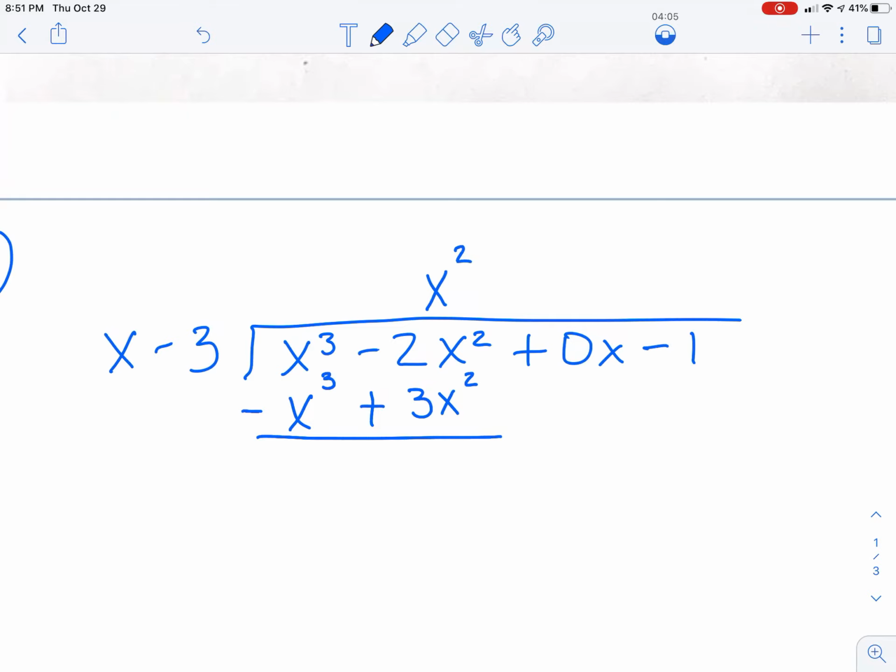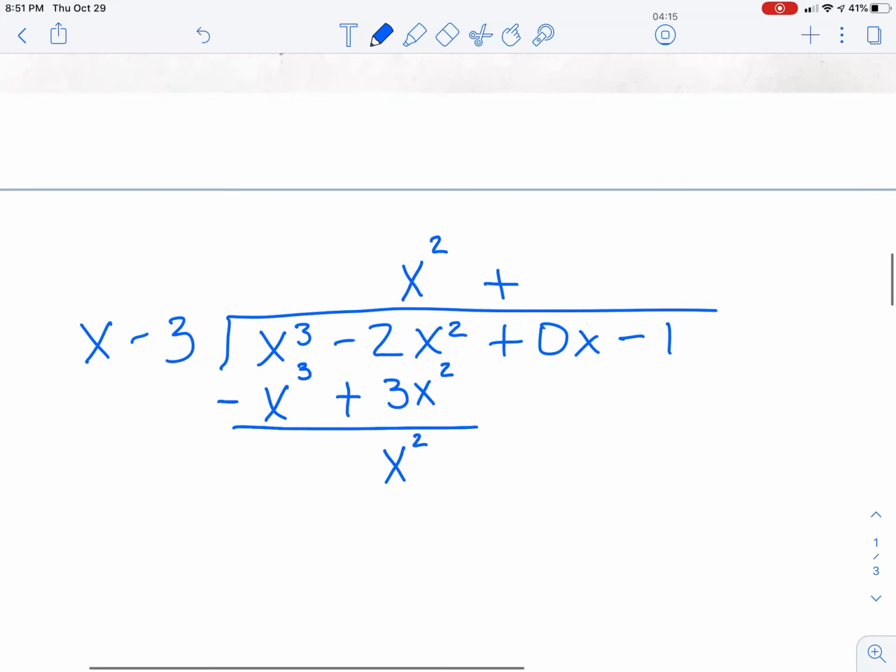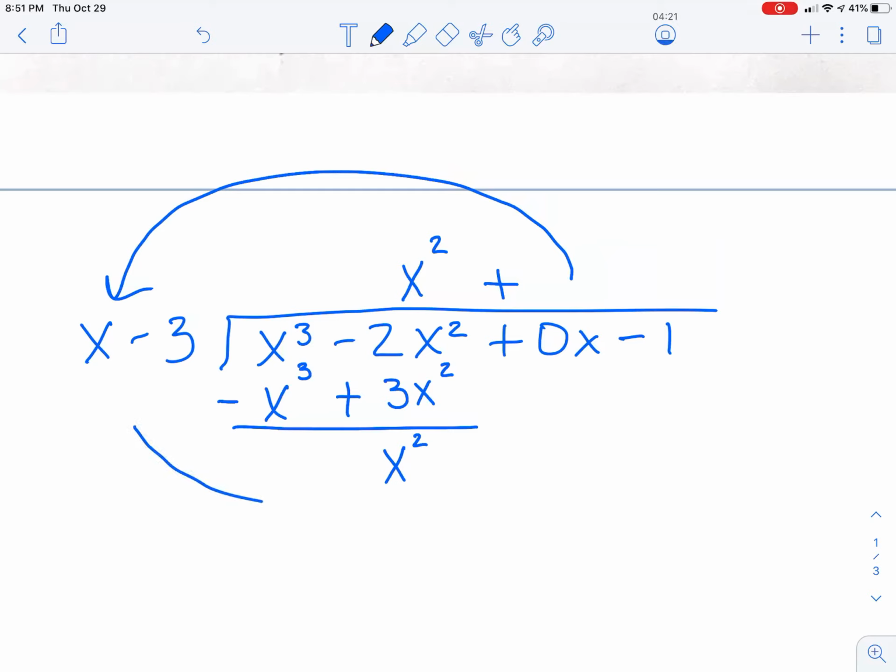But I do need to write down here, negative 2x squared plus 3x squared will leave me with an x squared. Okay, now I go back up to the top and I ask myself, what times x will give me x squared?